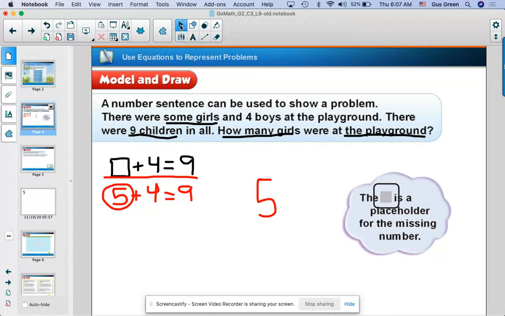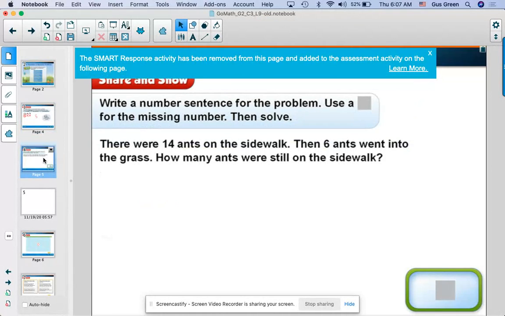All right, let's try another one. All right, so we're going to write a number sentence for this problem. And again, we're going to use a box for the missing number. I like to say blank when I read it. And then we're going to solve it. I'll start by reading it to you. There were 14 ants on the sidewalk. Then 6 ants went into the grass. How many ants are still on the sidewalk?